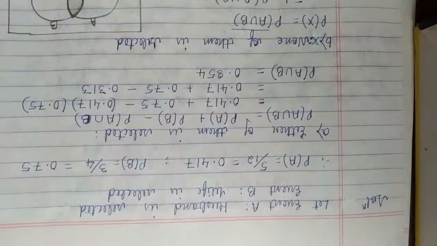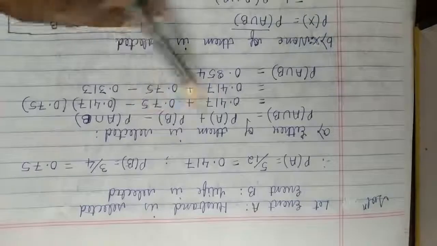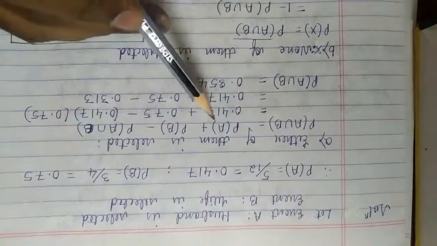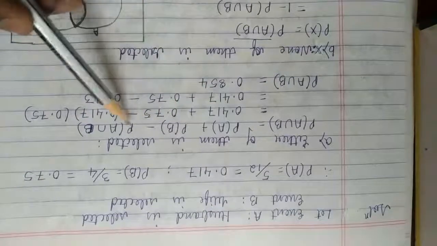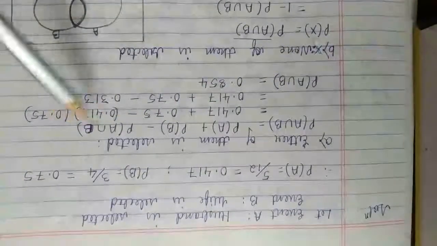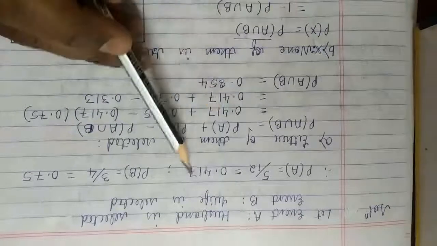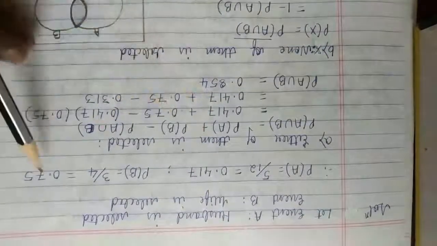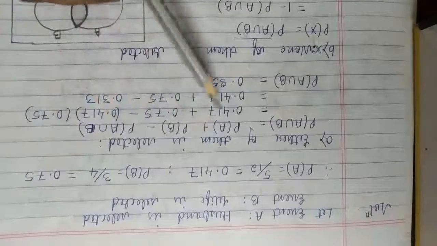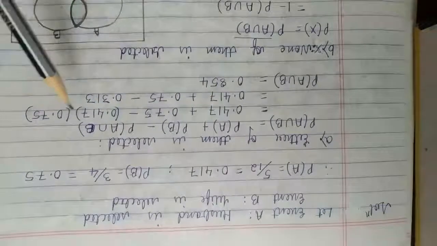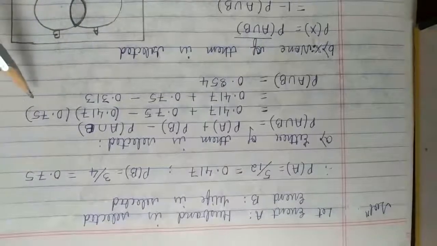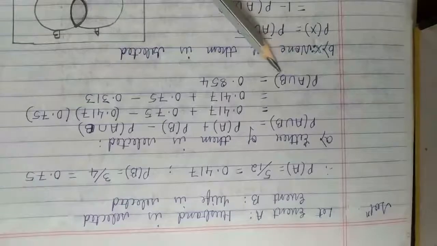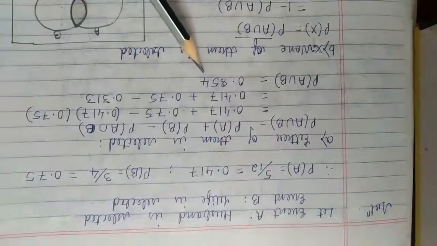Any one of them is selected. So if this is the case, it is a case of addition theorem. So probability of A union B is equal to probability of A plus probability of B minus probability of A intersection B, which is equal to probability of A, which we have found out to be 0.417, plus probability of B, which is 0.75, minus probability of A into B, so 0.417 into 0.75. So probability of A union B is equal to 0.854.